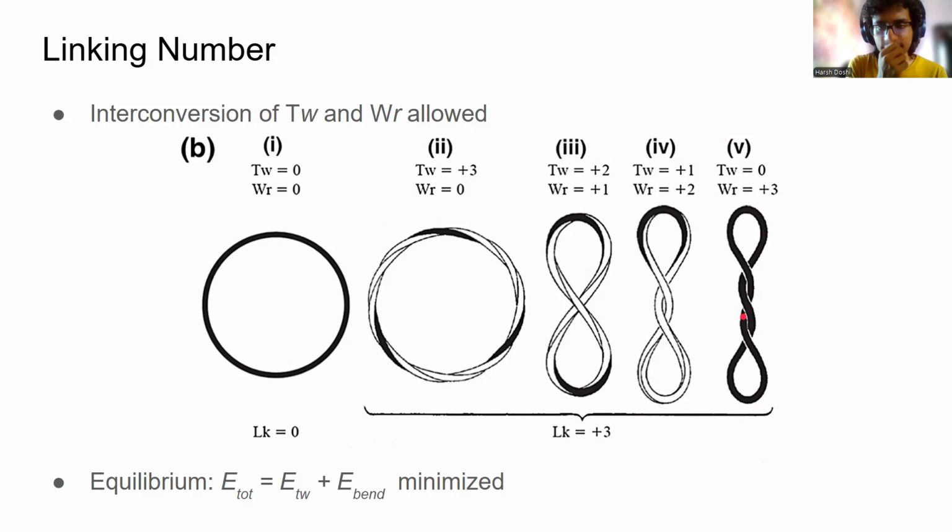This sort of interplay between twist and writhe is dependent on the energy of either twisting or bending. Usually in such rubber tubes, the energy of bending is lower as compared to the energy of twisting. So the ring prefers to be in a writhed state rather than a twisted state.